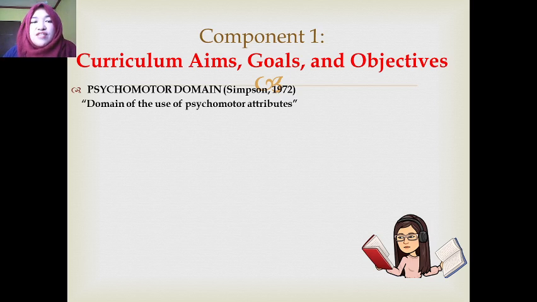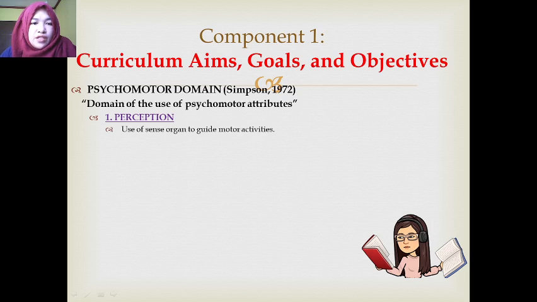And also, it has actions. So you can integrate MAPI in those psychomotor activities. Then, number 1, perception. Use of sense organs to guide motor activities. Then, number 2, set. Refers to the readiness to take a particular type of action.